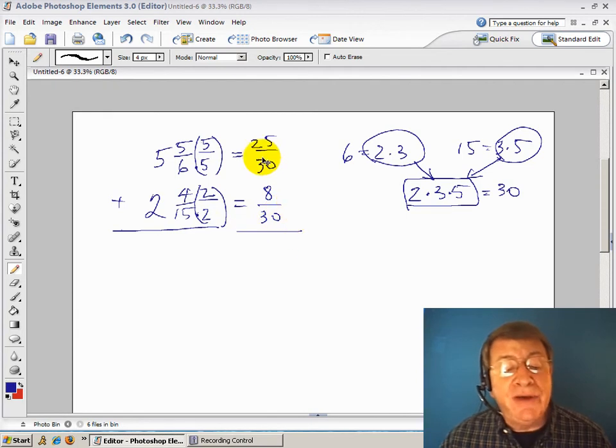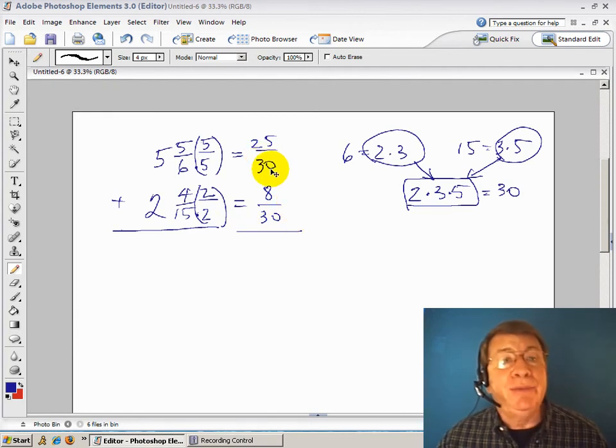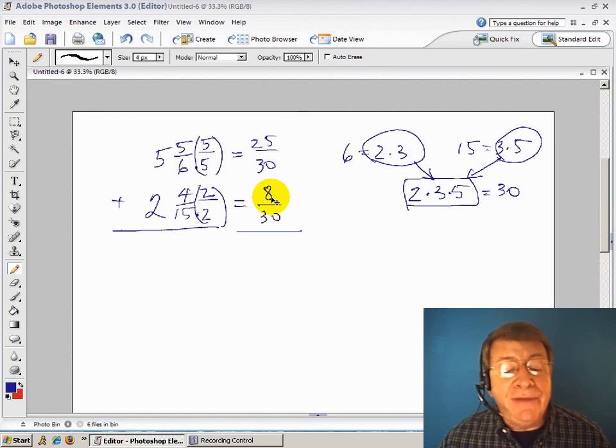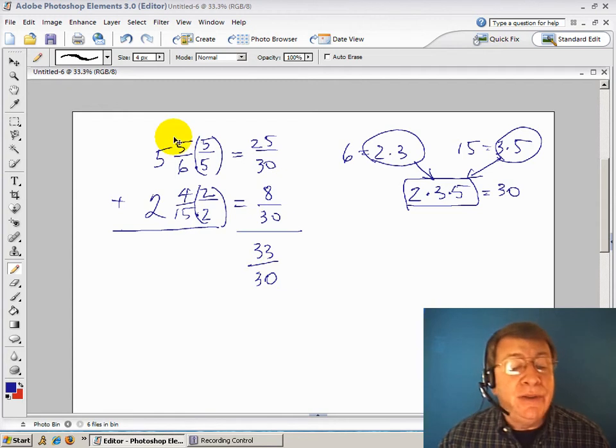Now, once we have a common denominator, we should be able to add them. 25 and 8 makes 33, and our common denominator of 30. The whole numbers are easy. 5 plus 2 makes 7.